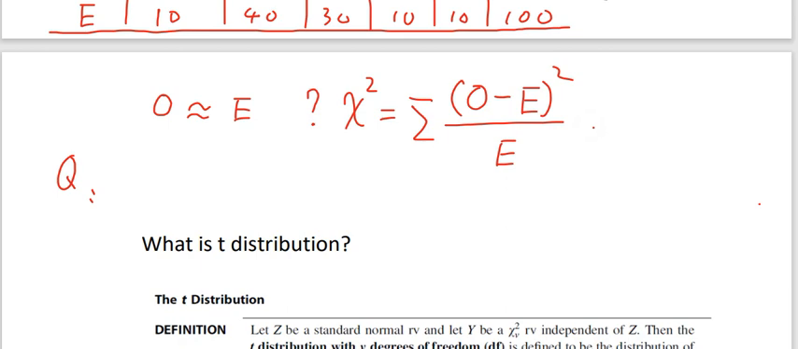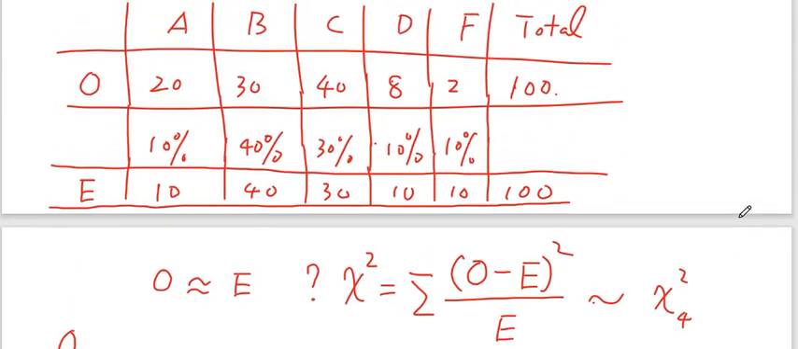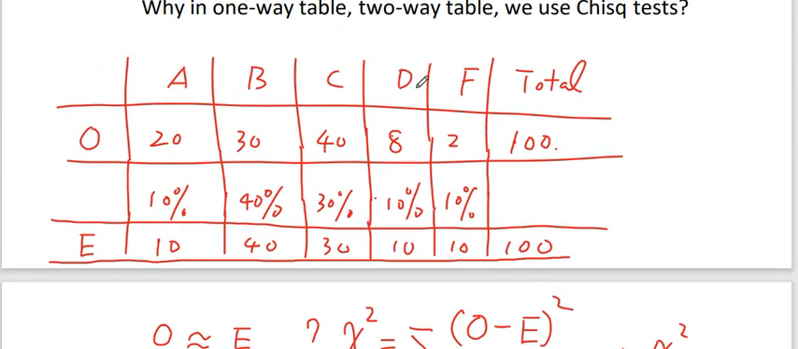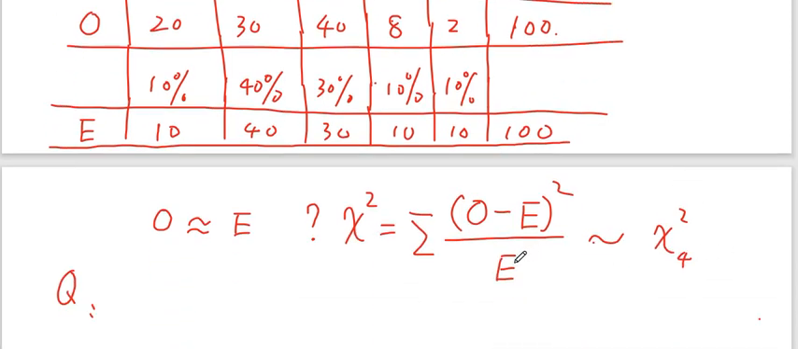Why does such a thing follow the chi-square distribution? Well, I think the degrees of freedom here is 4, right? There are 5 categories, so n minus 1, which is 4. So the question is why those things follow chi-square.